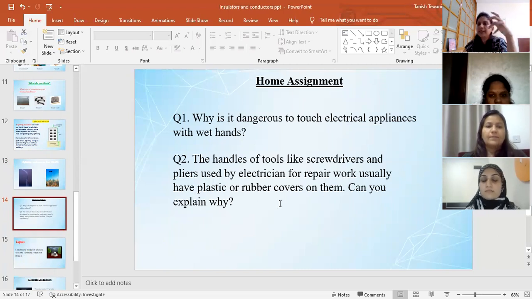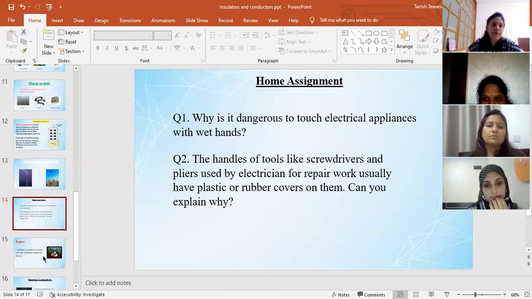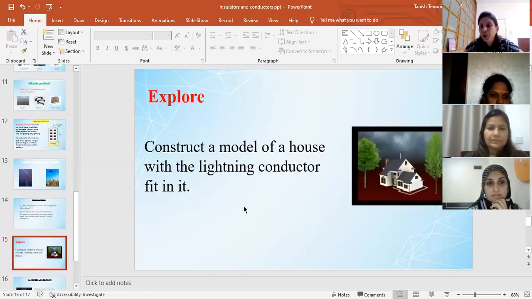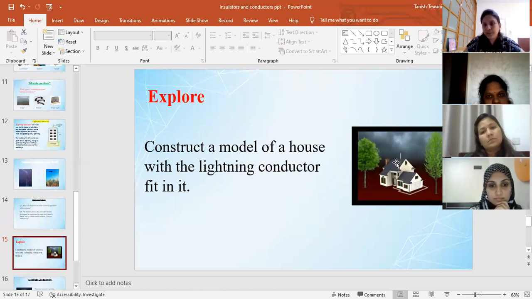You must have seen that when an electrician comes to your house, he's wearing gloves, right? With plastic or rubber gloves. So you have to find the reason and write the answer in the notebook. Okay, and this homework you have to submit tomorrow. And there is a project for you. You have to construct a model of a house with the lightning conductor fitted in it. You have to submit this by next week.